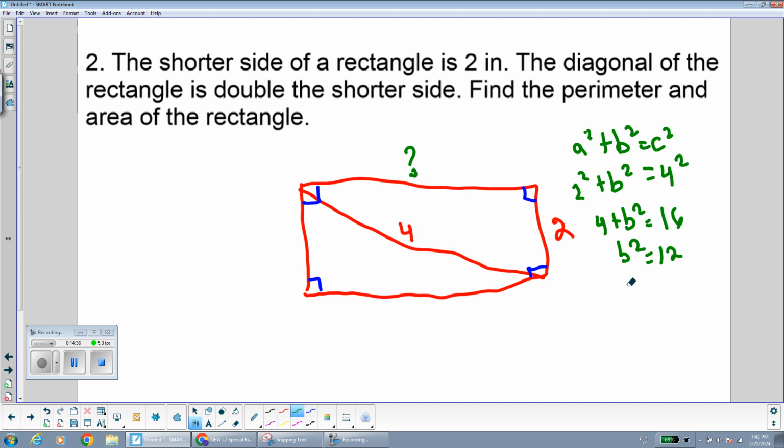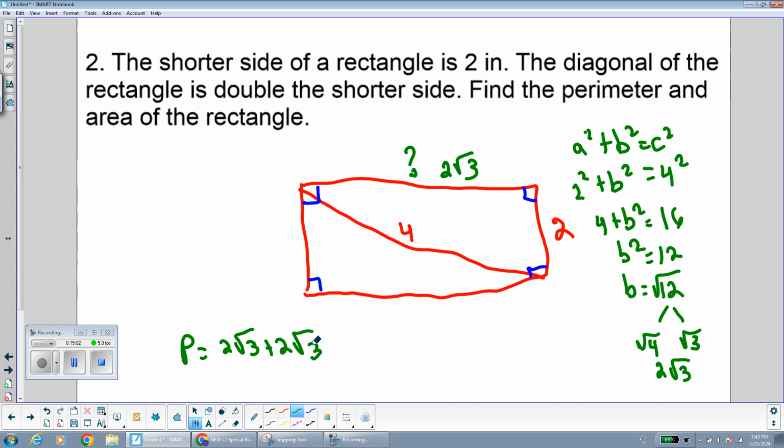So we have b squared is equal to 12. So b is equal to radical 12. And if we wanted to write that in simplest radical form, we can break that up into radical 4 and radical 3. Radical 4 is 2, so that would be 2 radical 3. So the perimeter would be 2 radical 3 plus 2 radical 3 plus 2 plus 2. So that would be 4 plus 4 radical 3.